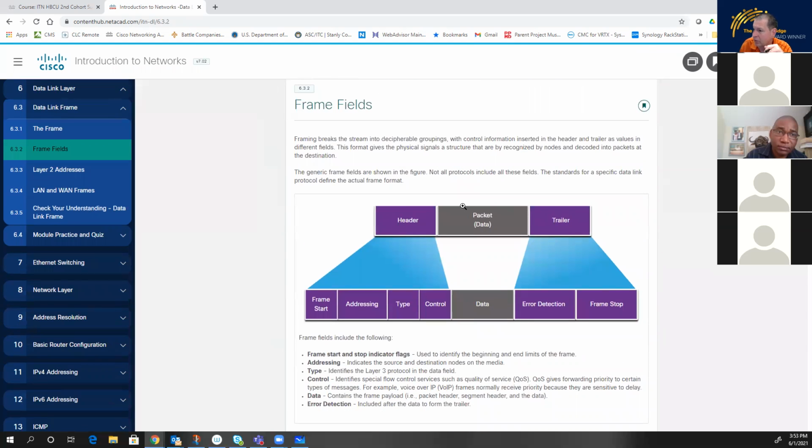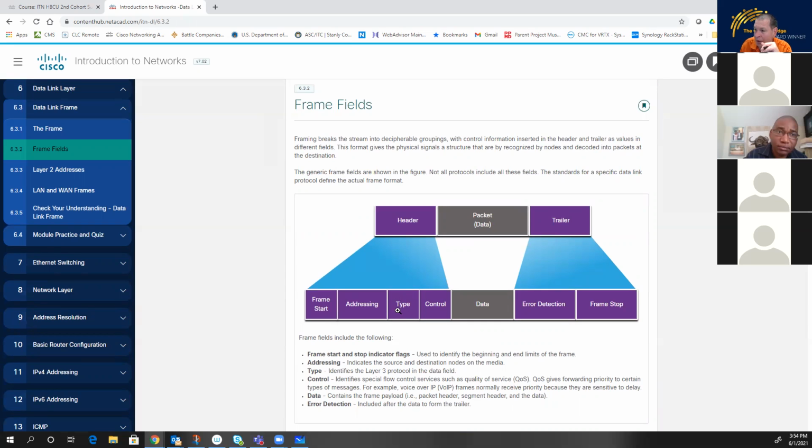So here's our frame fields. In this header, there's a frame start delimiter. That's a series of bits that are used to identify this as the beginning of a frame. The addressing is here, which is going to be your destination MAC address and your source MAC address, if you're running Ethernet. If it's not running Ethernet, it'll be whatever is needed for the media that you're going across.